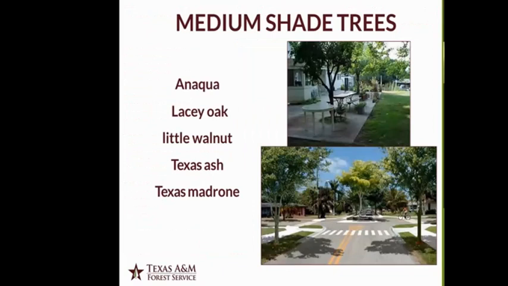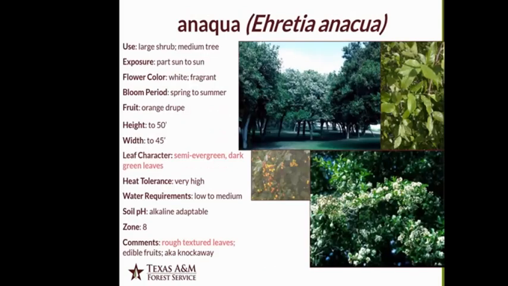All right, moving on to medium trees. We have Anaqua, lacy oak, little walnut, Texas ash, and Texas madrone. Anaqua, also known as sandpaper tree or knockaway, has leaves with a very rough texture. They do feel like sandpaper. This is a semi-evergreen tree with dark green leaves, adaptable to this area. I don't see it often, but it is a really neat tree and it has those deep, pretty leaves if that's something you're looking for.